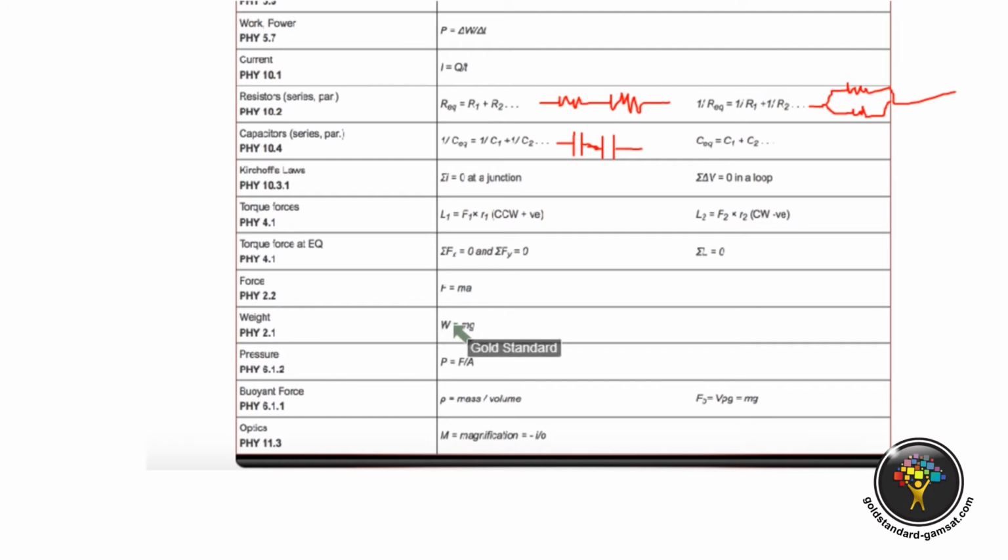And here's weight, and weight is a force. So that means weight is indeed in Newton. And the weight can be given by mg, which is mass times gravity.